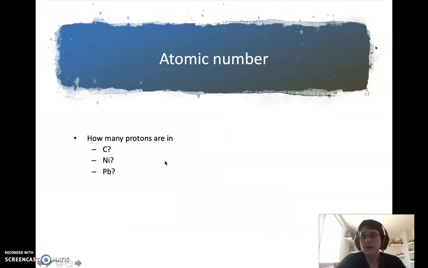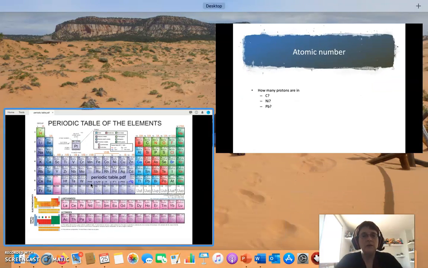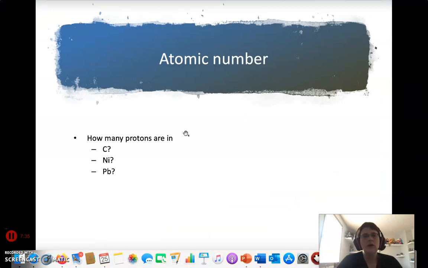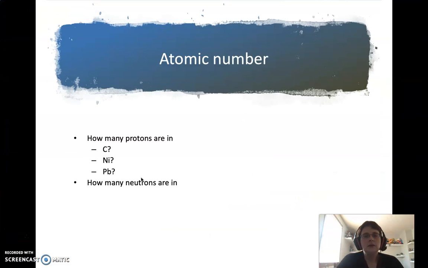All right, and so I assume you found, I meant to stay over here on the elements table, that you found nickel. Nickel has an atomic number of 28, so 28 protons, and lead is down here. It's one of the bigger elements with an atomic number of 82, so 82 protons. All right, so let's take a look then at how many neutrons there are in uranium-235.